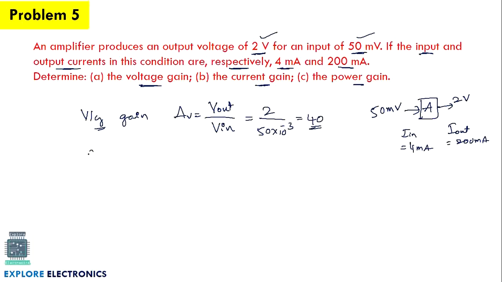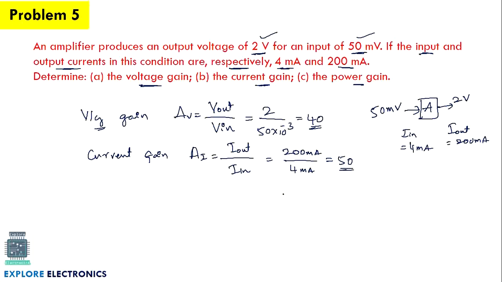Similarly, current gain. What is current gain? AI I can write. So I out, output current divided by input current, I in. Output current is 200 milliamps to 4 milliamps. So if you take this, it is 50. Now we need to calculate the power gain.